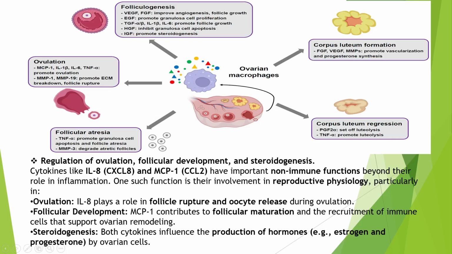Then follicular development, like I said, MCP-1 also contributes to follicular maturation and recruitment of immune cells that support ovarian remodeling. Then there are also other cytokines like your TNF alpha. In luteogenesis, your corpus luteum formation also involves FGF, VEGF, and MMPs for vascularization and progesterone synthesis.